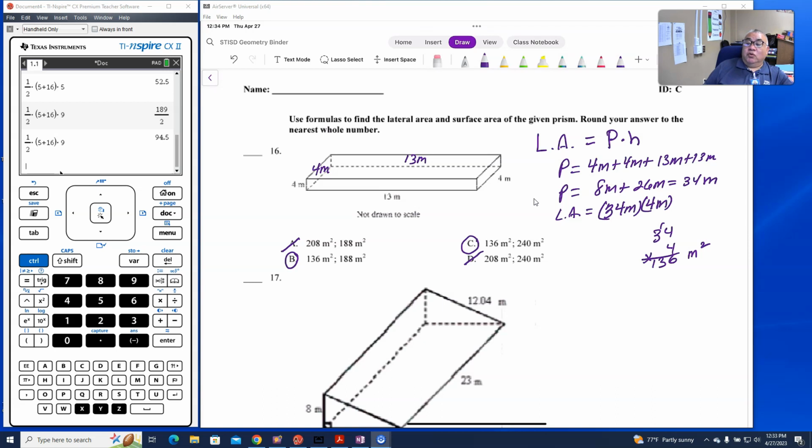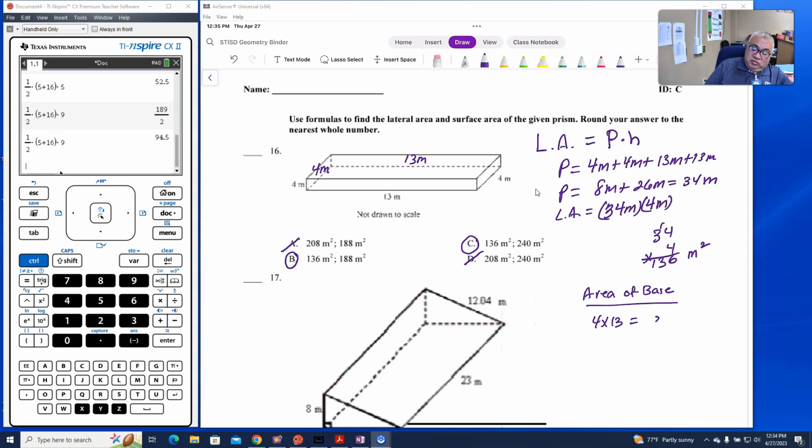Now to find the total area, you have to find the area of each base, which are actually rectangles. So I'm going to find the area of the rectangle. So the area of the base, which is a rectangle, is 4 times 13, right?